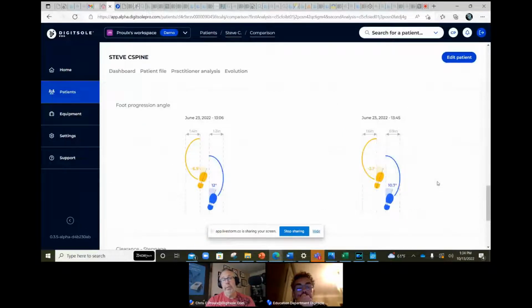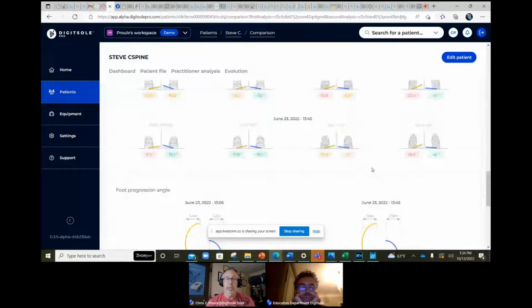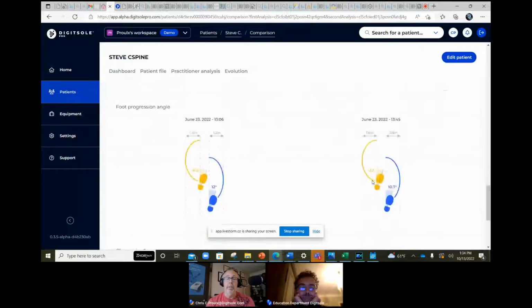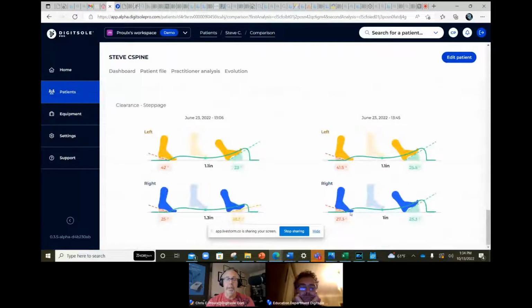But then we look at the foot progression angle, right? And so we reduced his internal rotation from -6.5 to -2.1. And that's actually either the result or the reason for some of these other changes that we're looking at. But the reason that we were excited about this was because we actually changed his walking profile. And as a result of that, we decreased his risk associated with a potential fall.